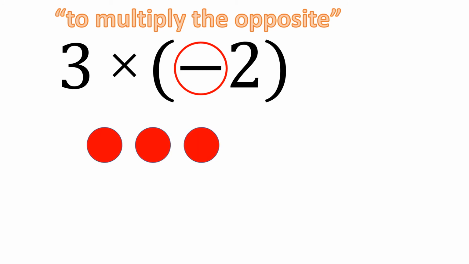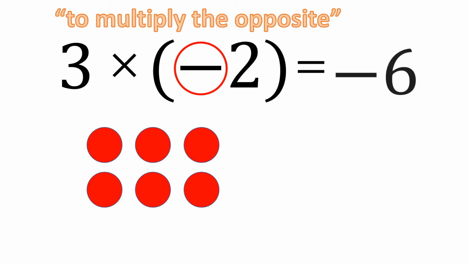So we change the 3 positives by 3 negatives. And then we will multiply it by 2. So we all have 6 negatives. So the product of 3 and negative 2 is negative 6.